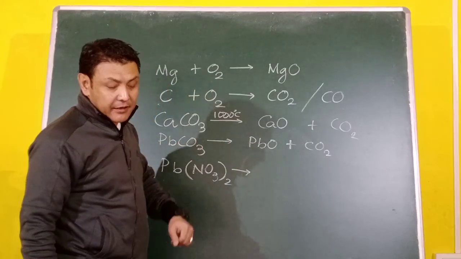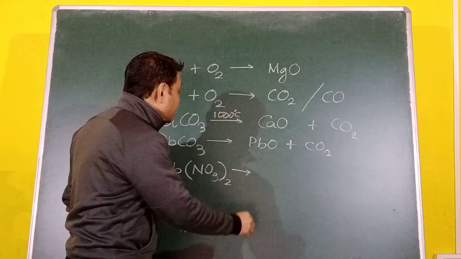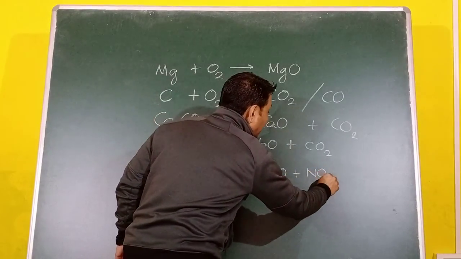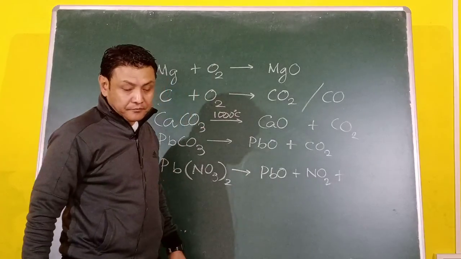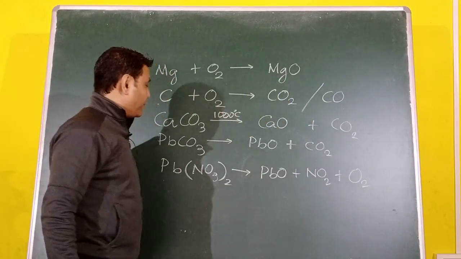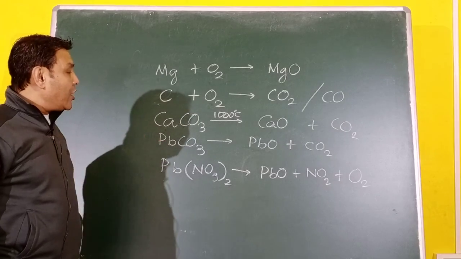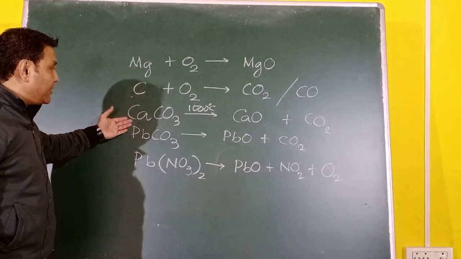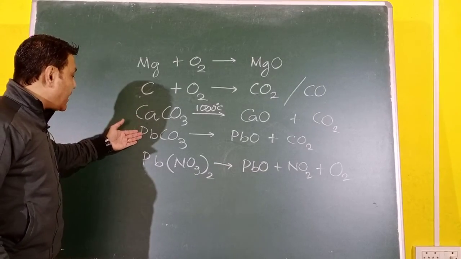So lead nitrate here decomposes into lead oxide plus nitrogen dioxide plus oxygen. The oxygen gas will be formed. So these are the oxides, the formation of oxides by direct combination, by decomposition, like calcium carbonate, lead carbonate and lead nitrate.